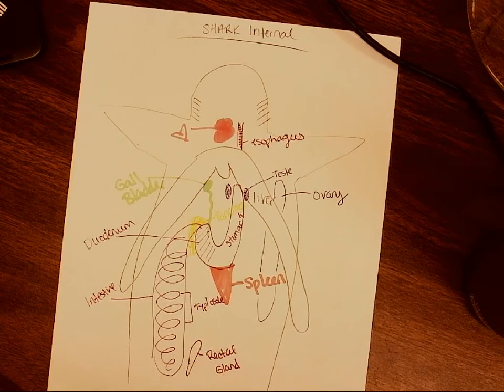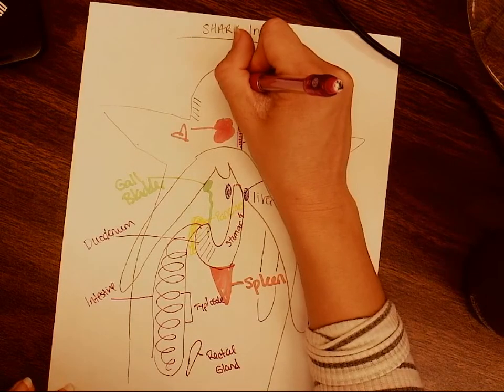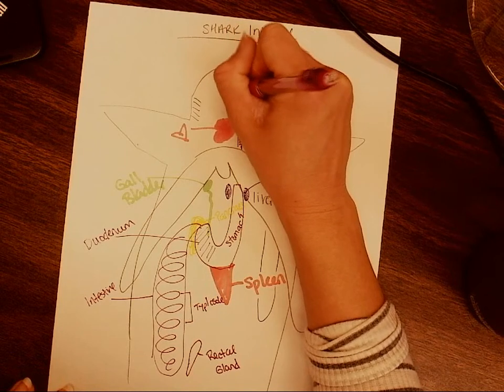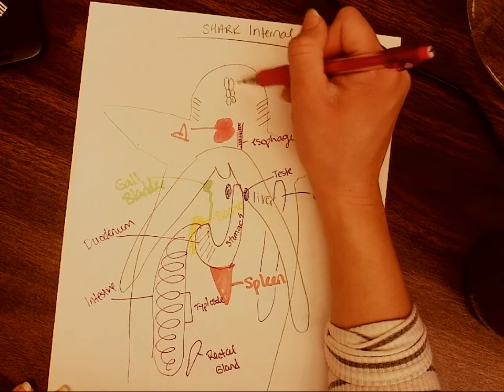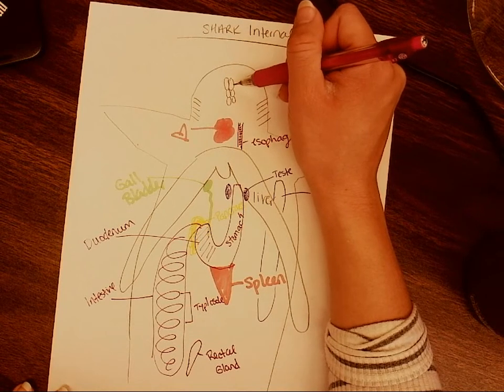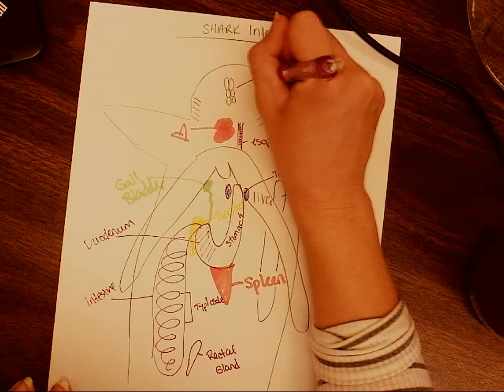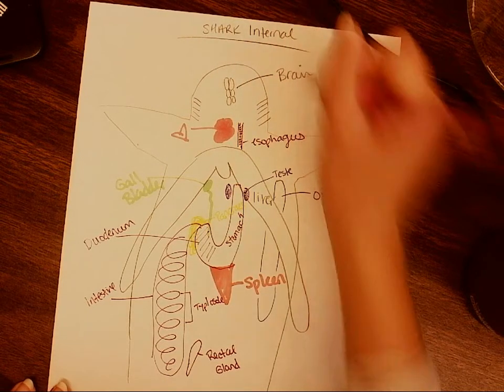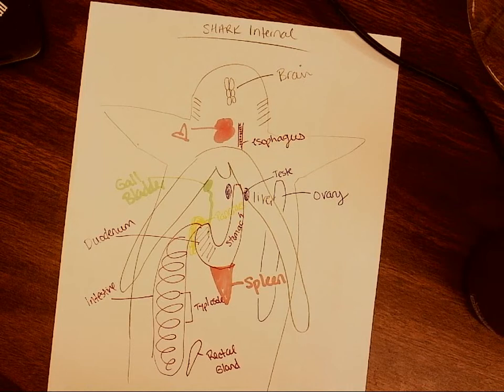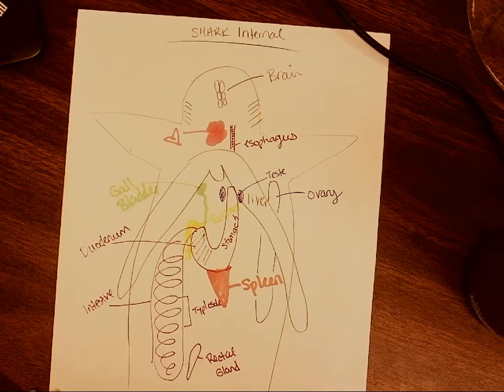Last thing that we're going to go ahead and add to our picture here, but we're probably not going to see when we are dissecting, is a more complex brain than what we have seen in our other animals. We're probably not going to be able to cut up high enough into the head or into the skull to be able to see this. But they do have a complex brain with multiple lobes. And I think that's everything that we need to know for our internal.